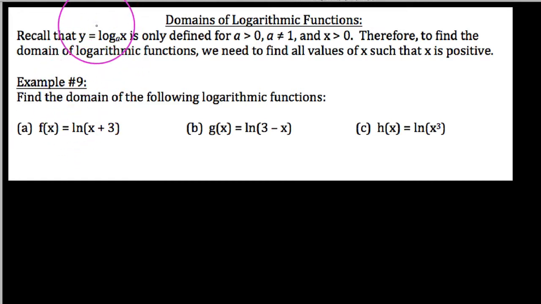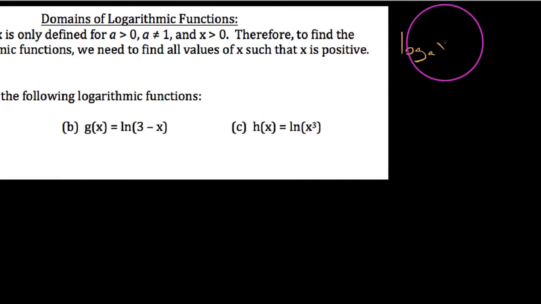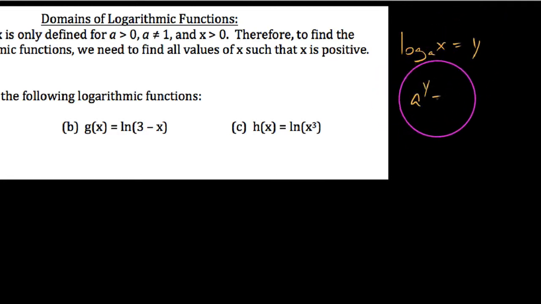Okay, so recall that y equals log base a of x is only defined for bases that are greater than 0. In other words, if I rewrite log base a of x is equal to y as an exponential expression, I get a to the y equals x. We're saying let's keep our bases positive. Imagine if you had a negative base to the power of y. Well, every time y is even, you'd get a positive output, and every time y is odd, a negative base to an odd power, you get a negative output. So we restrict our a values to being positive, okay?